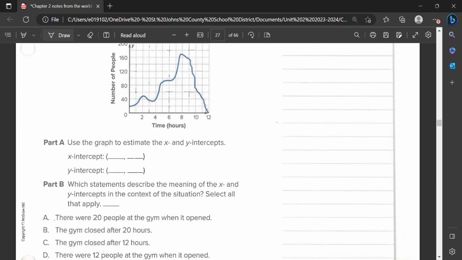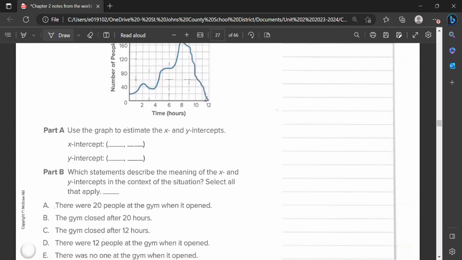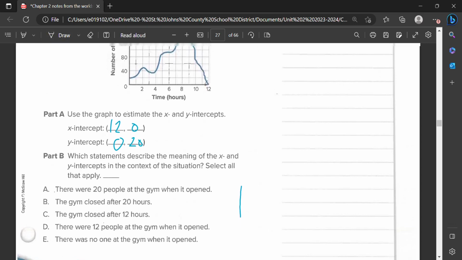Try the check. All right, welcome back. The x-intercept is (12, 0), and the y-intercept is (0, 20). So which statement describes the meaning of the x and y-intercept in the context of the situation? Select all that apply.